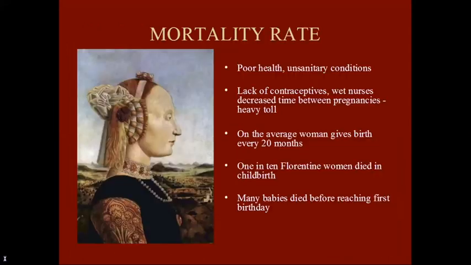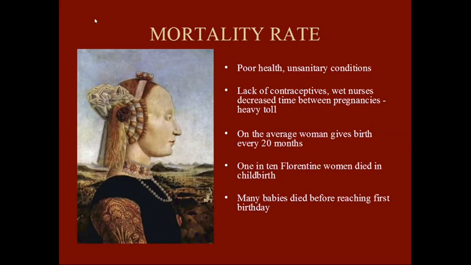Now, mortality rate. This was a reality of the Renaissance. Why was the mortality rate so high? We had poor health, unsanitary conditions in certain cases, lack of contraceptives. We also had the phenomenon of wet nurses. There were these young girls that were given the newborn to nurse, and in certain cases, this decreased the time between pregnancies. So a woman on average gave birth almost every 20 months. And the problem is that 1 in 10 Florentine women died in childbirth. And in certain cases, many babies died before reaching their first birthday.